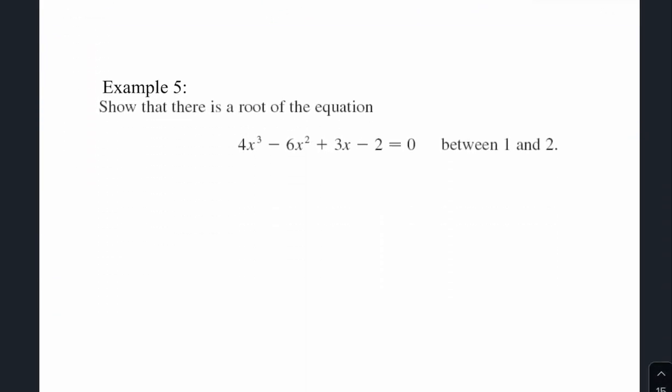So let's look at how that works. It says, show that there is a root of an equation between 1 and 2. Now, a root of an equation is just where that function equals 0. Okay, so how can we show that? Well, this is continuous because it's a polynomial. So between 1 and 2, it's continuous. So let's check what is the height at 1 and what is the height at 2.